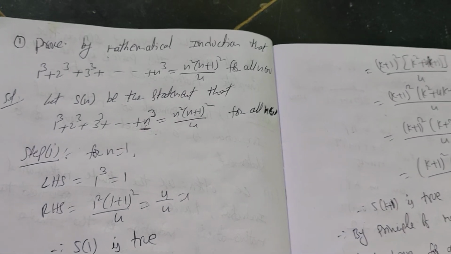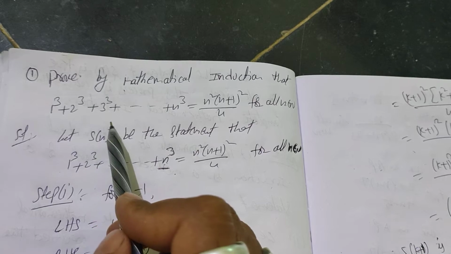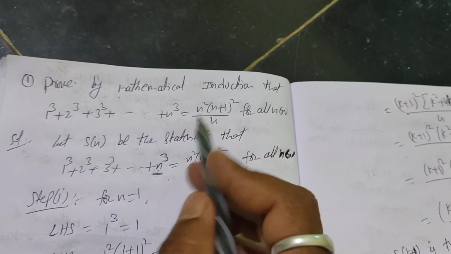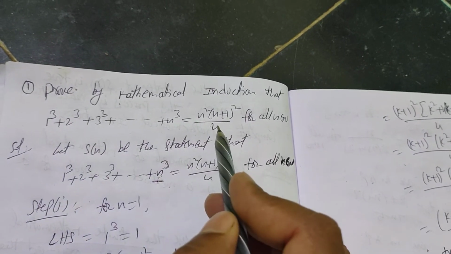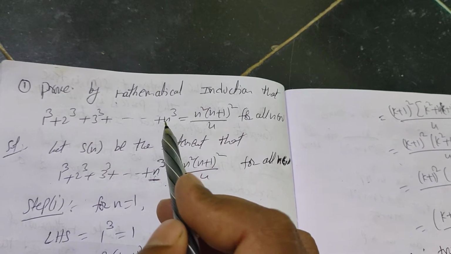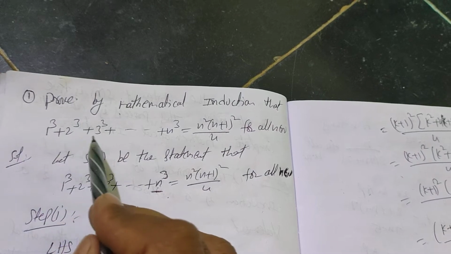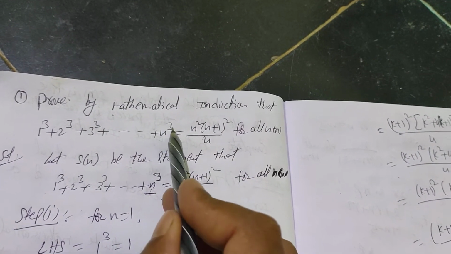So first, observe the given statement: 1 cube plus 2 cube plus 3 cube plus up to n cube is equal to n square into n plus 1 whole square by 4. Here you just understand, this is LHS, this is RHS, very important. So in LHS, have they given the nth term or not? What is the nth term? The last term, 1 cube plus 2 cube plus 3 cube up to n cube. This is the nth term. Have they given it or not?